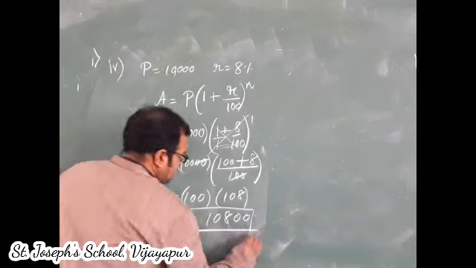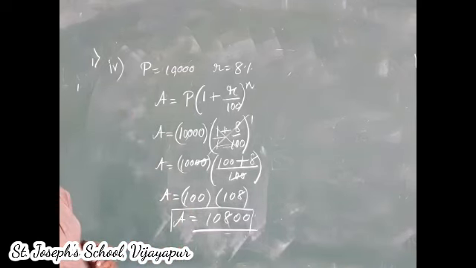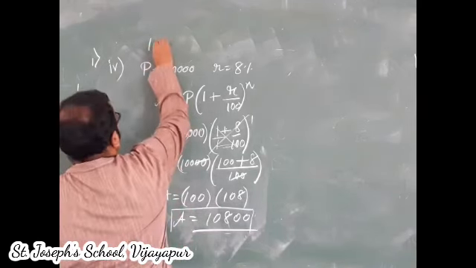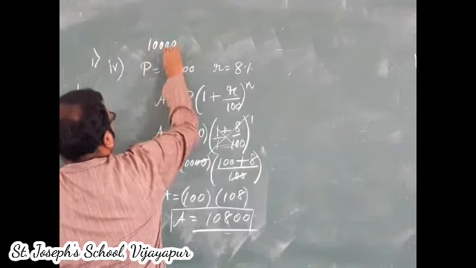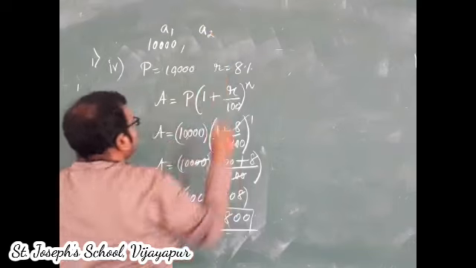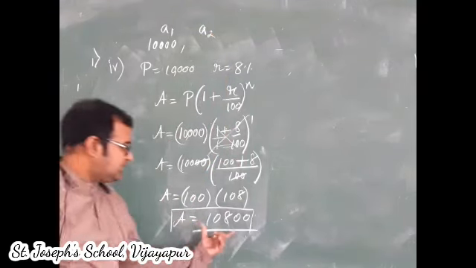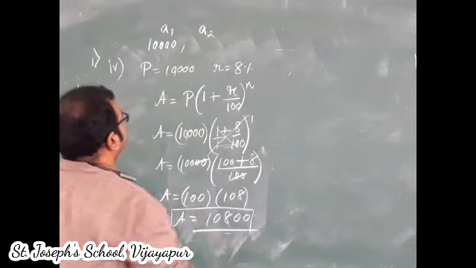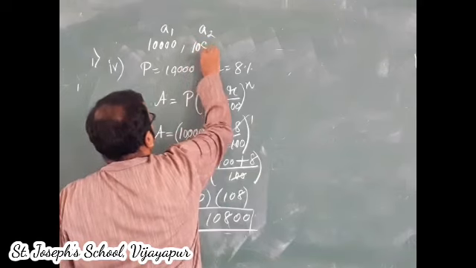This is the next term to be written. The first term was 10,000. I'll name this as A1. So automatically A2 is the amount that you get after 1 year. How much is that? 10,800.